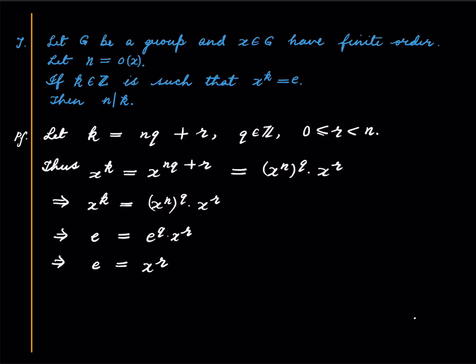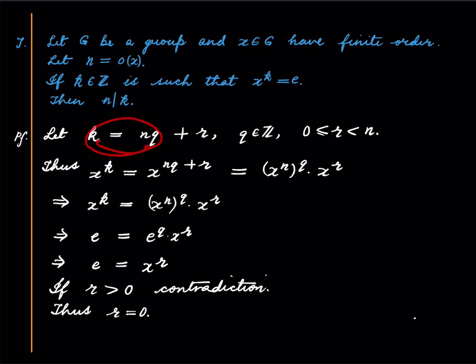Now what we really want to show is that r equals 0. That is the only way n can divide k, so we want to show that r equals 0. Now if r were positive, then what we have shown is that there is some positive integer strictly smaller than n which satisfies this equation, but that contradicts the definition of the order of x. The order of x is supposed to be the smallest positive integer such that if you raise x to that power, you get the identity. So if r were greater than 0, we would have a contradiction. And therefore, r equals 0 and we are done. r equals 0 immediately implies k equals nq, and therefore n divides k. All right.